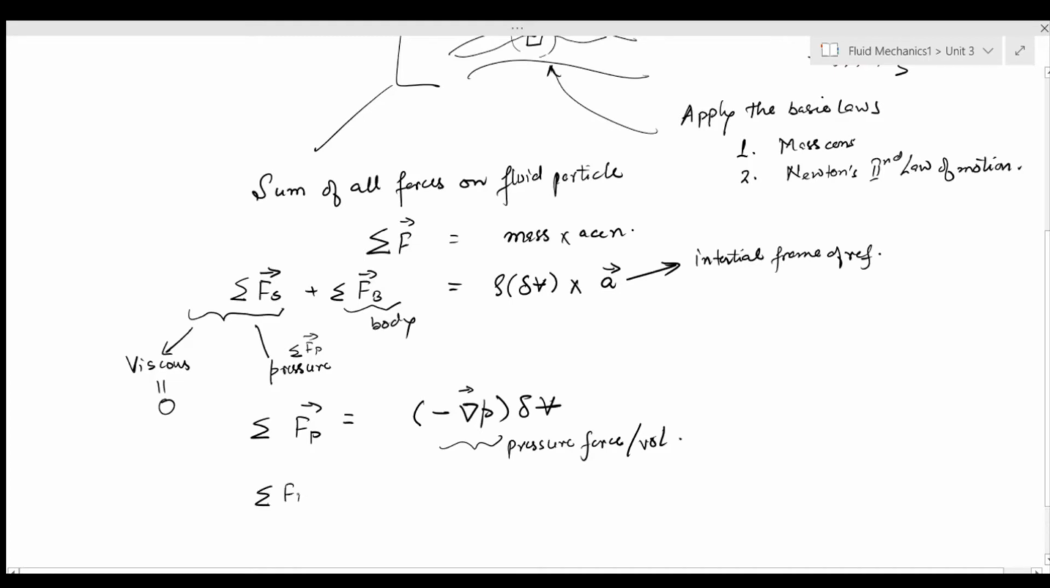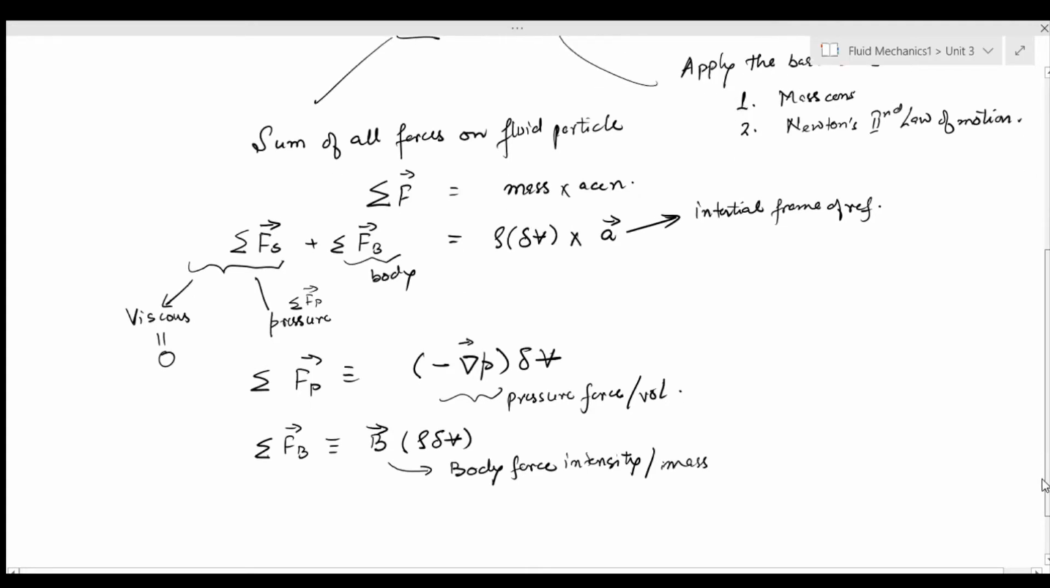Now my body force would be volume, again, which volume? Volume of the fluid particle multiplied by body force intensity. This B here is nothing but body force intensity per unit mass. Actually, that would be body force intensity per unit mass, B.